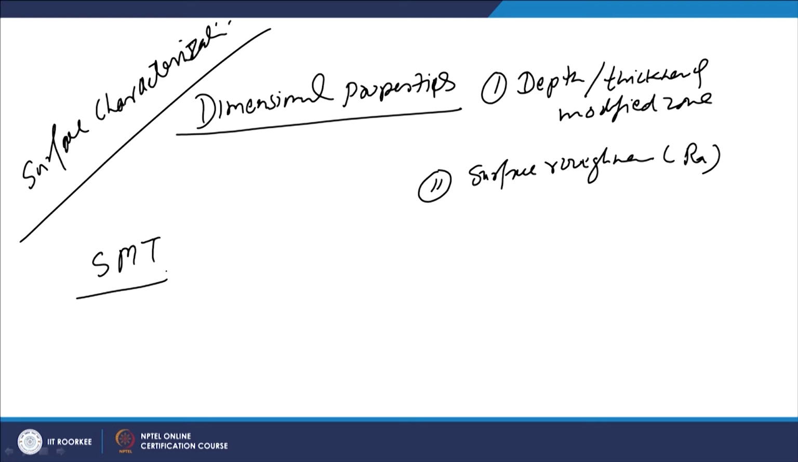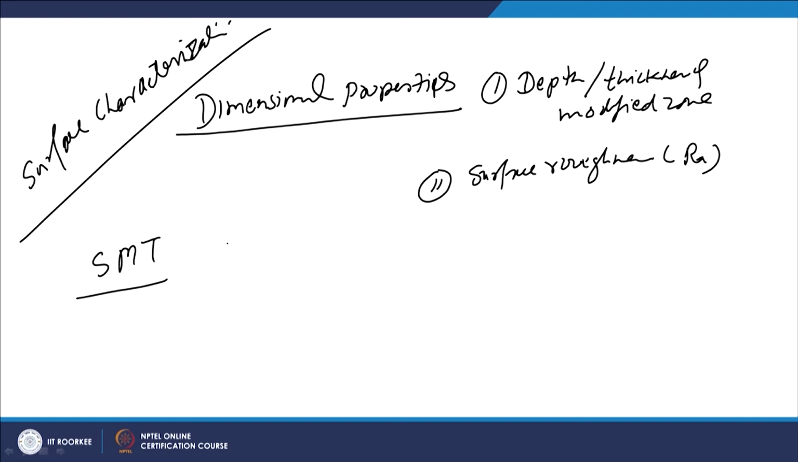Since the surface modification techniques vary significantly, their approach is different. The basic principles applied for modifying the surfaces are different, and that is why the thickness of the modified zone and the surface roughness change significantly with the change of the modification process.